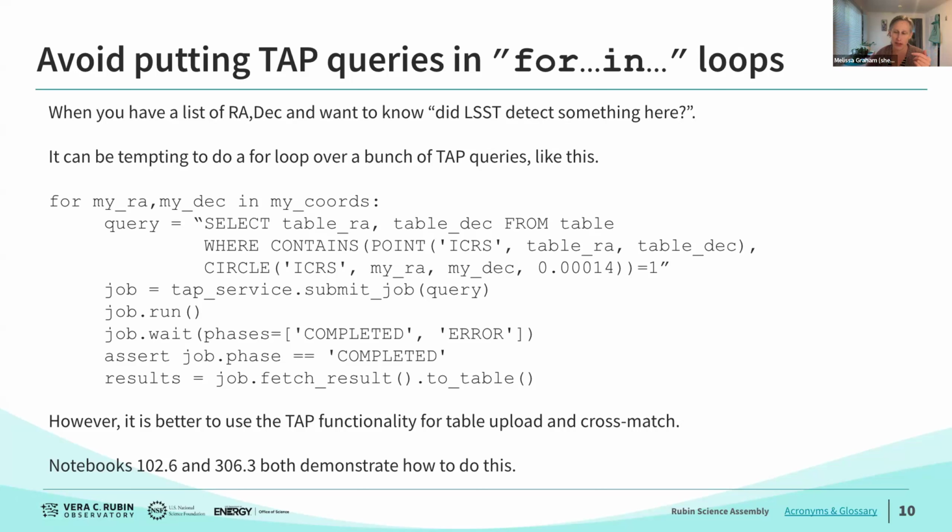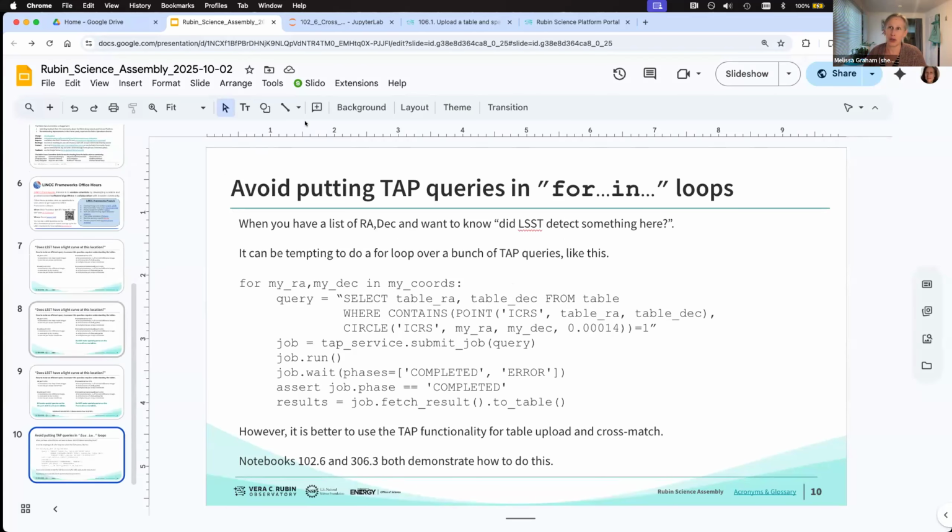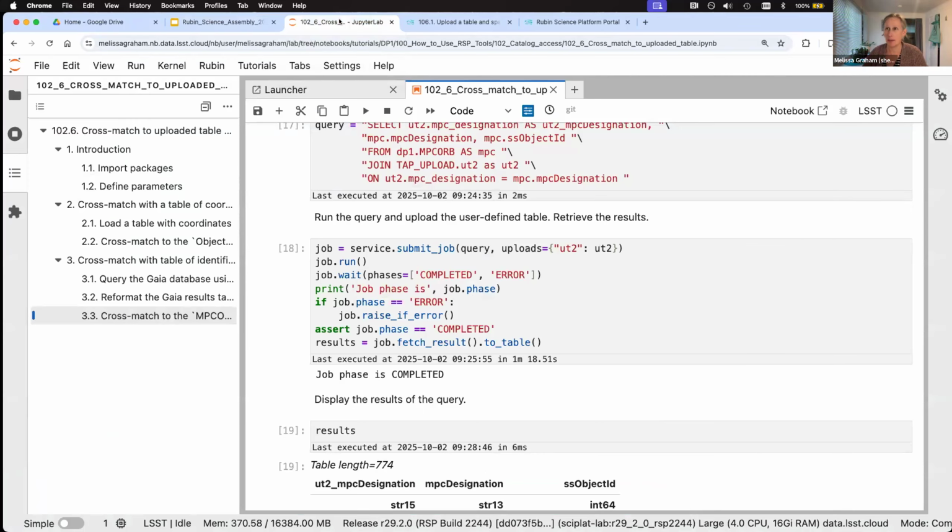It's better to use the TAP functionality for table upload and cross-match that Gloria just showed you. So it's both notebooks 102.6 and 306.3 that we're about to do that demonstrate how to do this. So those are the warnings. Those are some of the things we've seen people do, which makes sense that you would try to do it this way, but we want to show you the better ways.